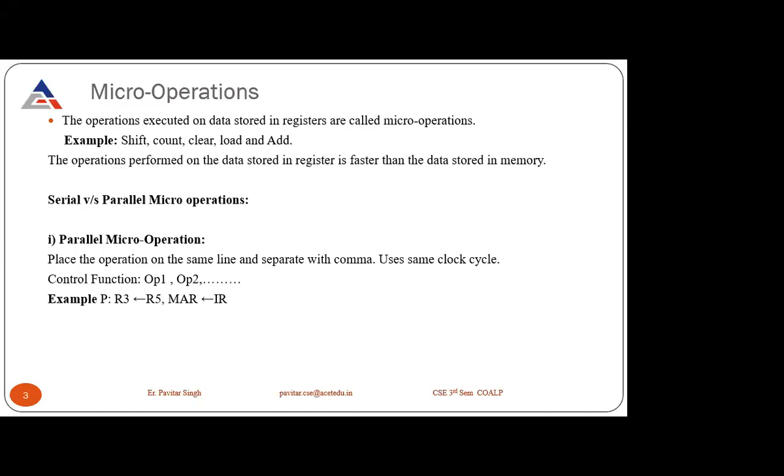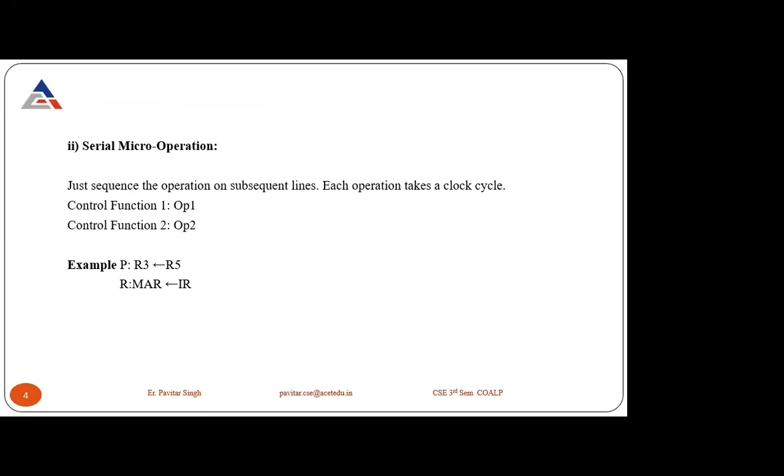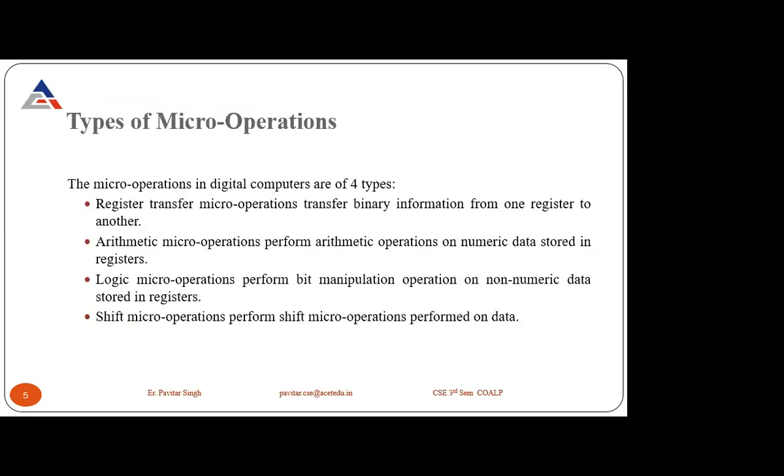In the last lecture, we discussed two different micro operations: one is called serial, and the other is called parallel. Today we will learn a few more categories of micro operations: register transfer micro operation, arithmetic micro operation, logic micro operation, and shift micro operation. So let's start with the discussion.